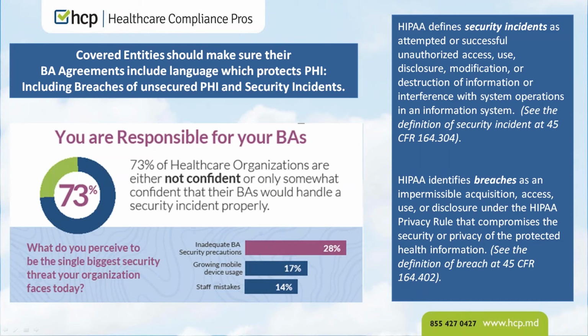HIPAA defines security incidents as attempted or successful unauthorized access, use, disclosure, modification, or destruction of information or interference with system operations in an information system. And that's all in the CFR. Now let's look at what HIPAA defines breaches as. These are defined as impermissible acquisition, access, use, or disclosure under the HIPAA privacy rule that compromises the security or privacy of the protected health information, again in the CFR.